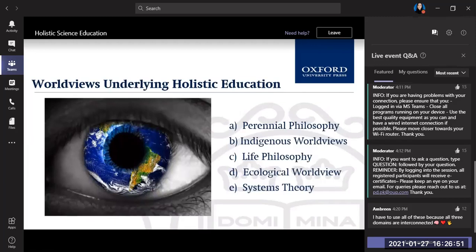The third one is life philosophy, in which you focus on the concept of life, which has central importance for many holistic educators. In this notion of holistic education, the idea of education is conceived as an integral part of the greater life process, and education is considered as a manifestation of life.